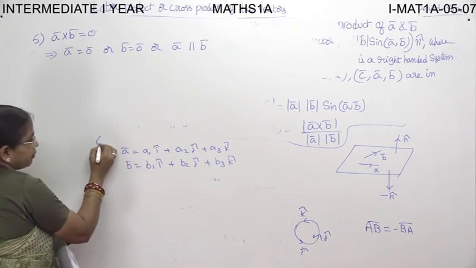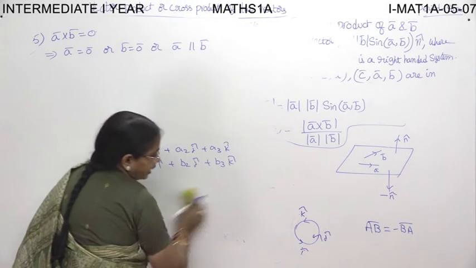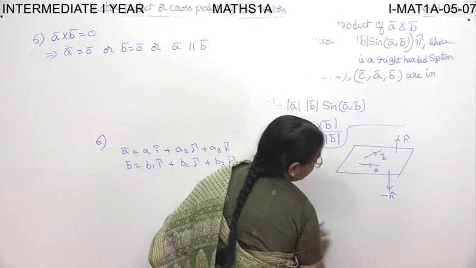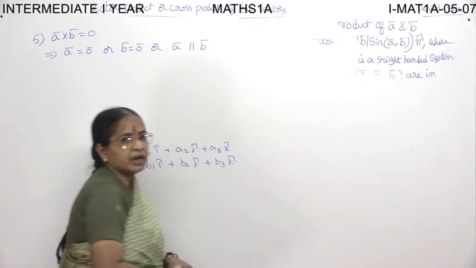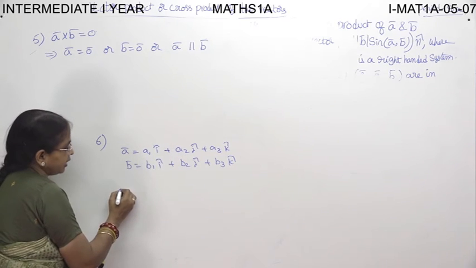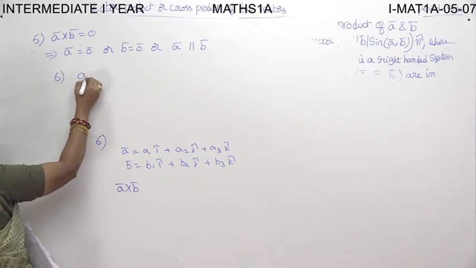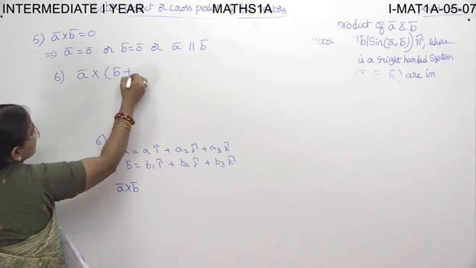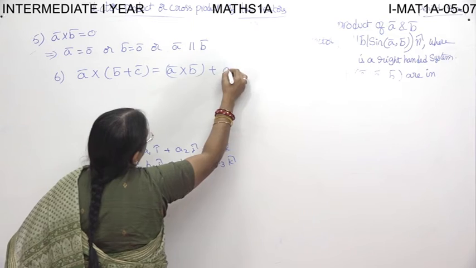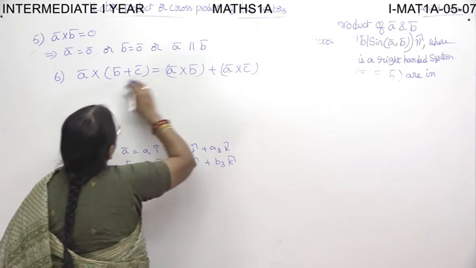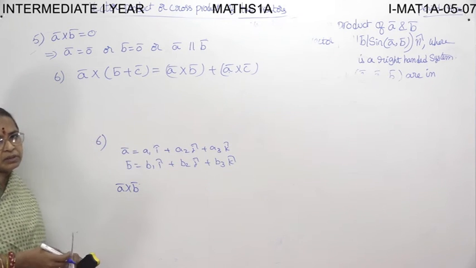Now the next, sixth property, I'll write here because we have already written the A, B vectors. Suppose A, B, C are given in terms of I, J and K. Then, next I'll write this property: A cross of B plus C is equal to A cross B plus A cross C. It is distributive. Cross product is distributive with respect to addition, like the dot product also has a similar property.